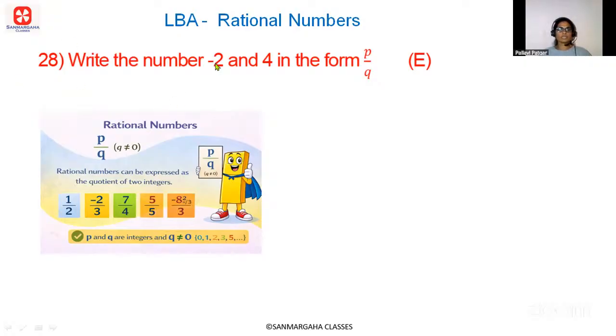Write the numbers -2 and 4 in the form p by q. Okay, to express this -2 in the form of p by q.